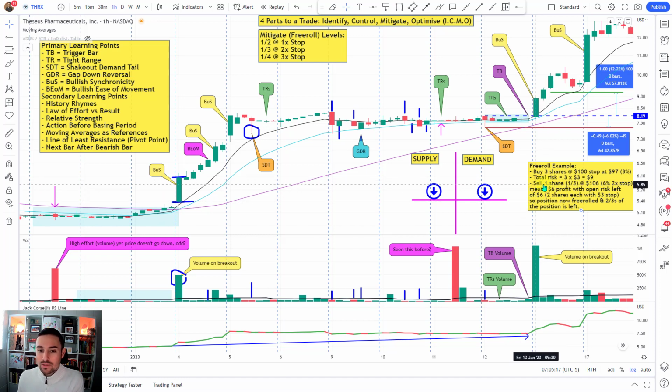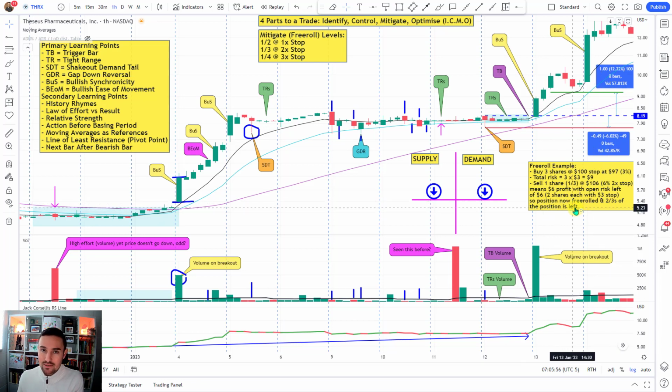Now, if you were to sell 1 share, which is 1/3 of your position, and this is what I'm talking about here with these mitigate free roll levels. If you were to sell 1 share, which is 1/3 of your position at $106, that would be a 6% gain, which is 2 times your stop loss, which means what? Well, it means you've locked in $6 profit with your open risk left of $6. Why? Because you still have 2/3 of your position, which is 2 shares, each with a $3 stop. So remember, you've got 2 shares left, each has a $3 stop because it's at $97, 2 times 3 is 6. So your position is now free rolled and 2/3 of the position is left.